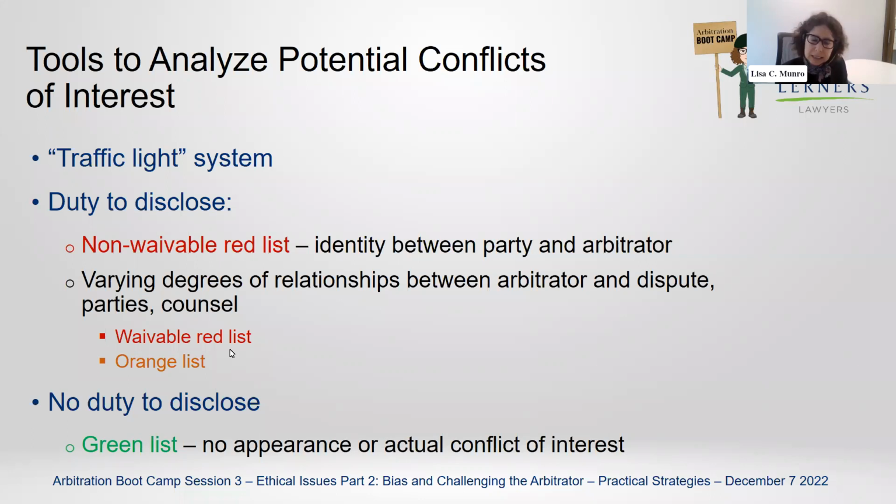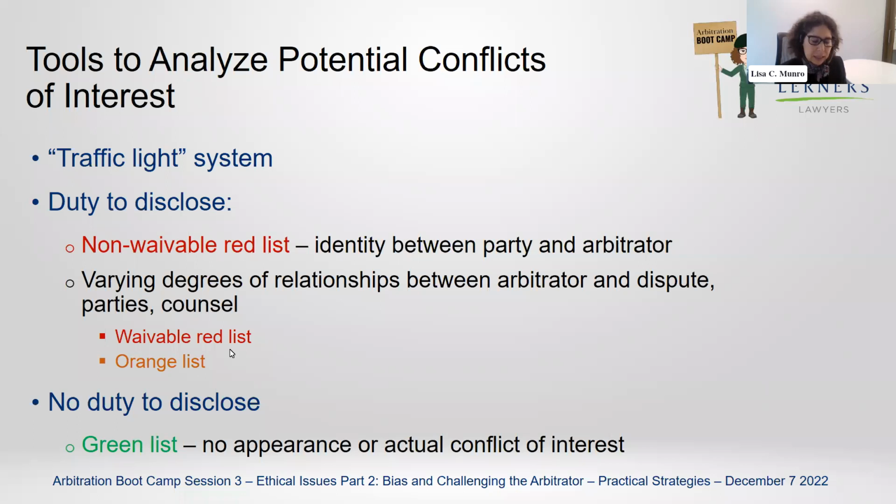The reality is that circumstances that fall within the red and orange list often give rise to a challenge. And it's one that may be waived early on, as I say early, based on the relationship the parties have with the arbitrator and their confidence in the arbitrator. But if they come up mid-arbitration, invariably they will lead to a challenge.